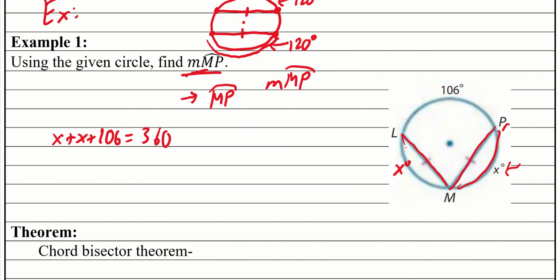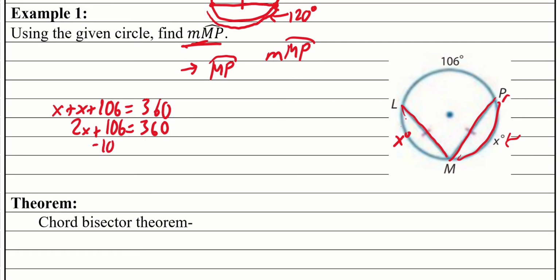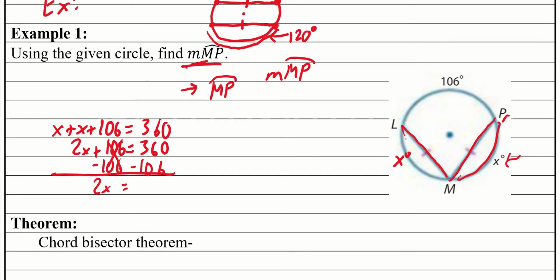Okay, and now I can go ahead and simplify. I can combine my like terms and get 2x plus 106 equals 360, and now continue to solve. Subtract 106 from both sides. These cancel, I'm left with 2x here, and then here, 360 minus 106. This is just good mental math practice. This is going to be 254.